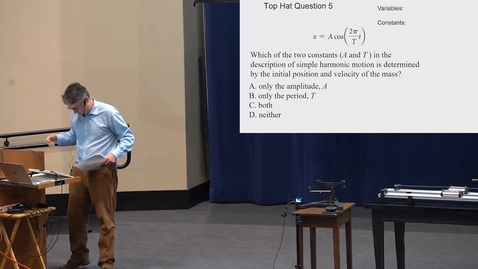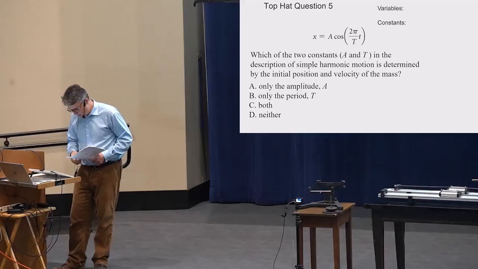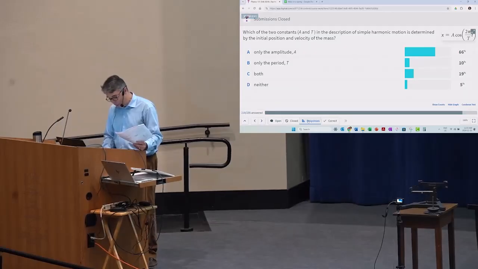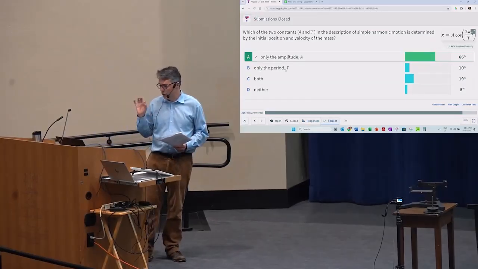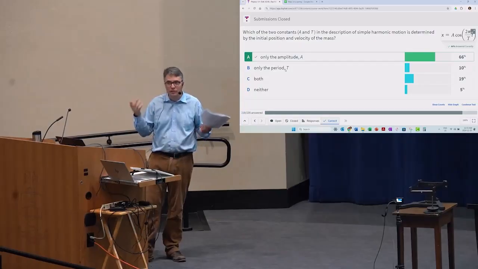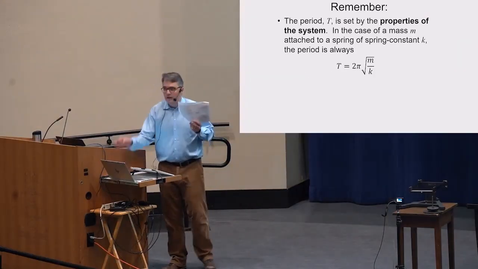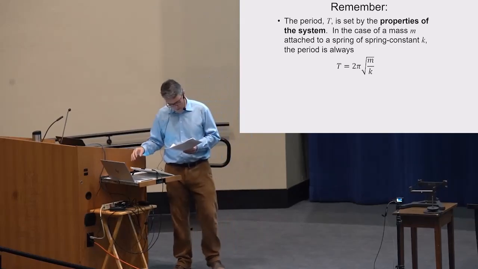Which of the two constants, A and T, in the description of simple harmonic motion is determined by the initial position and velocity of the mass? Only the amplitude. So that's correct. The period is not determined by the initial velocity and position. Assuming that Hooke's law is still obeyed, the thing to remember here is that the period and the frequency, because the frequency is 1 over the period, are set by the properties of the system.